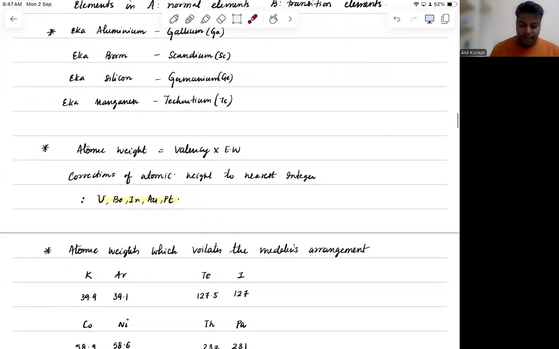Next, he was able to identify atomic weights based on the equivalent weights and their reactivity. The atomic weights were corrected to the nearest integers for these elements: uranium, beryllium, indium, gold, and platinum. Again, this is another thing which you should remember if by chance it is asked: which were the atomic weights that were corrected?